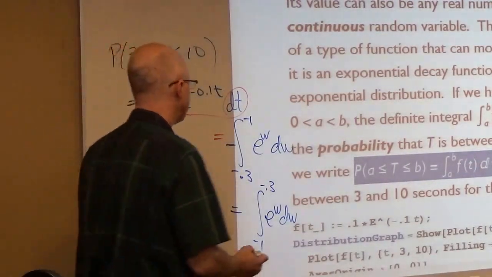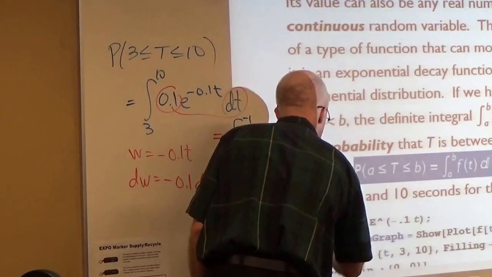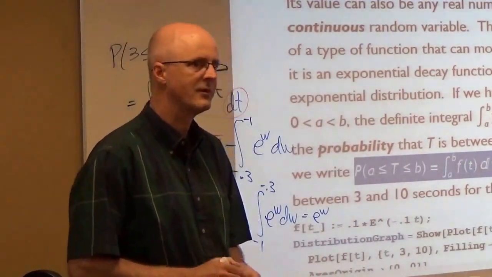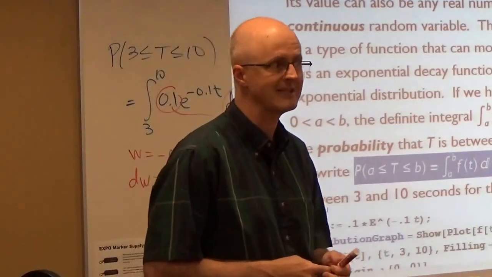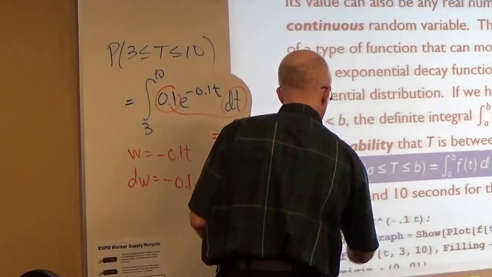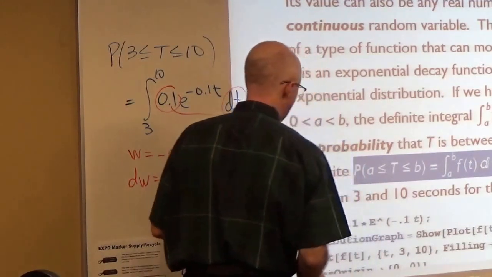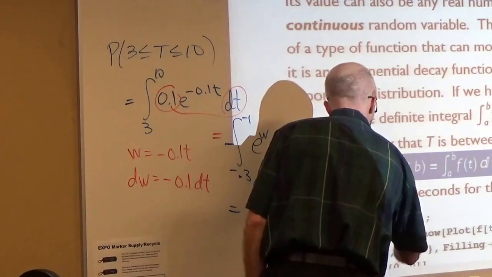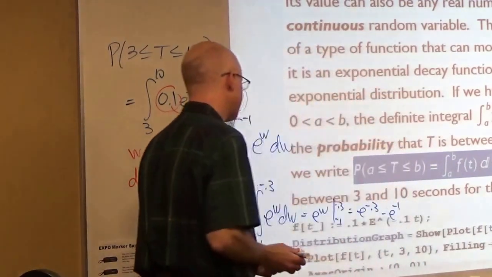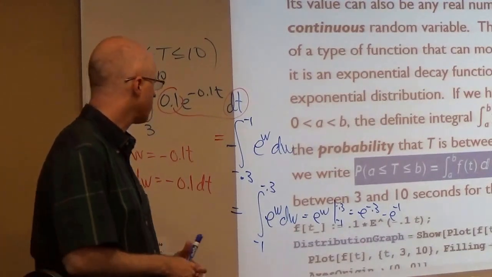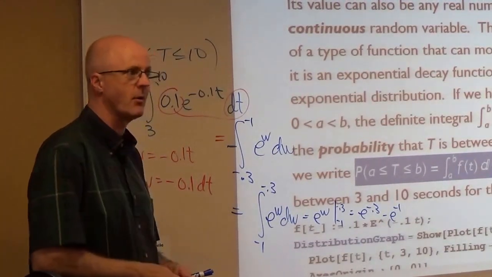Antiderivative of e to the w is e to the w plus c. Don't need a c, right? With definite integrals because it would cancel anyway. Integrate from negative 1 to negative 0.3, so you are plugging those numbers in. You get e to the negative 0.3 minus e to the negative 1. That is one form of the answer. I'm sure we can write it in a bunch of different ways.